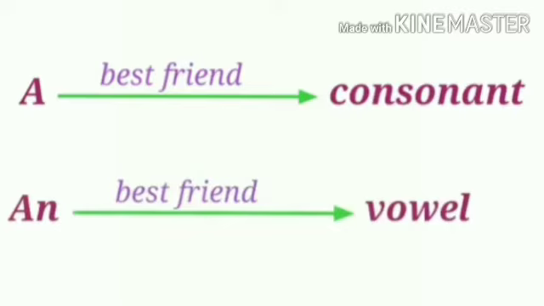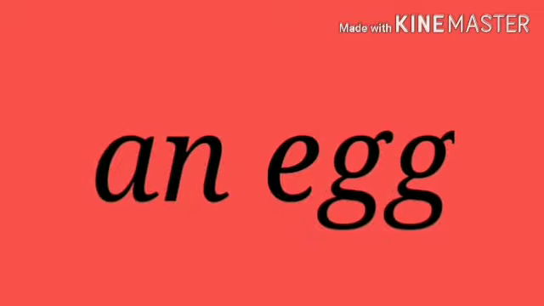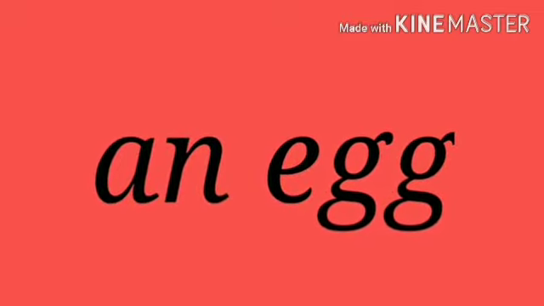For example, children, look at the word. If it starts with a vowel sound, we will use an. And if it starts with a consonant sound, we will use a. Now, the first letter of egg is E. It's a vowel sound. So, we will use an. An egg.